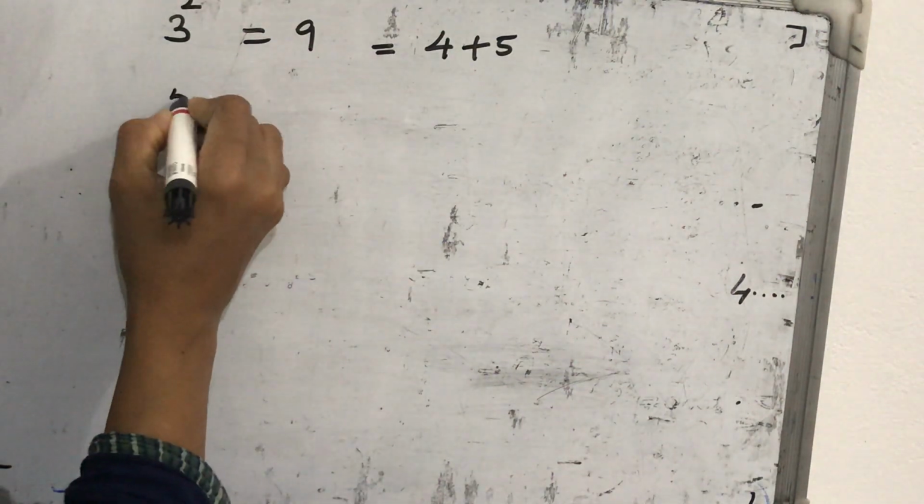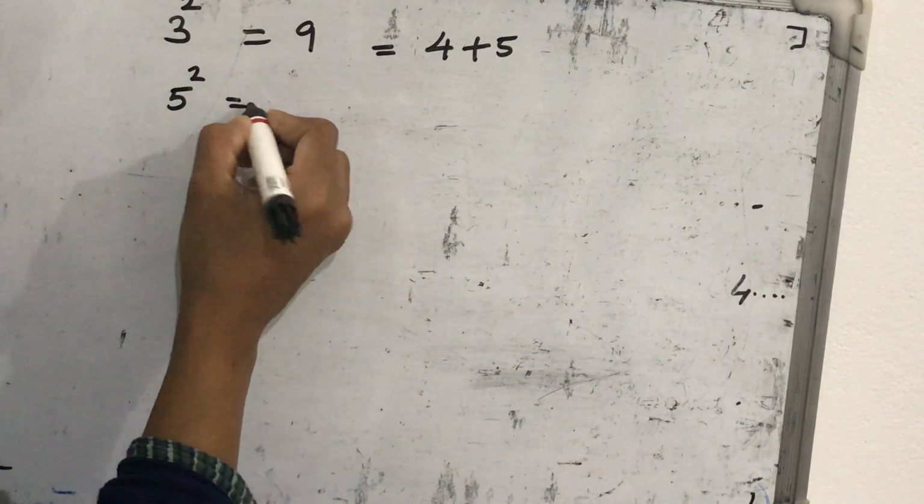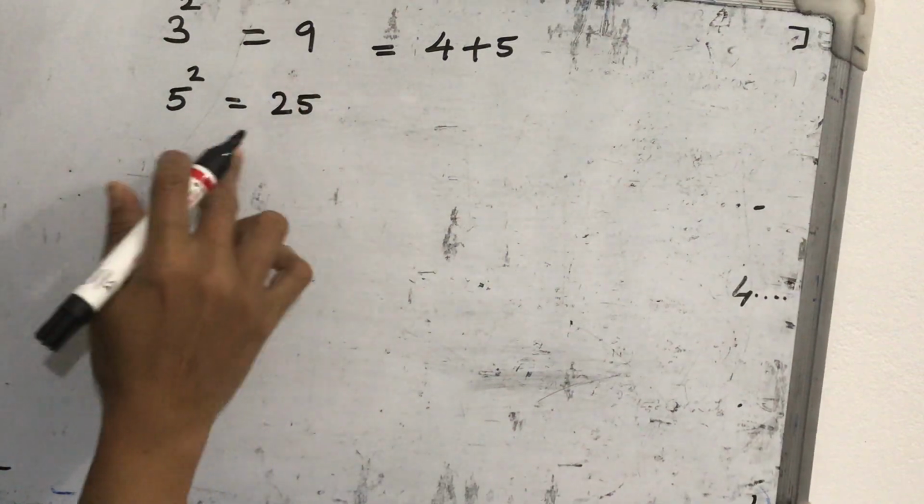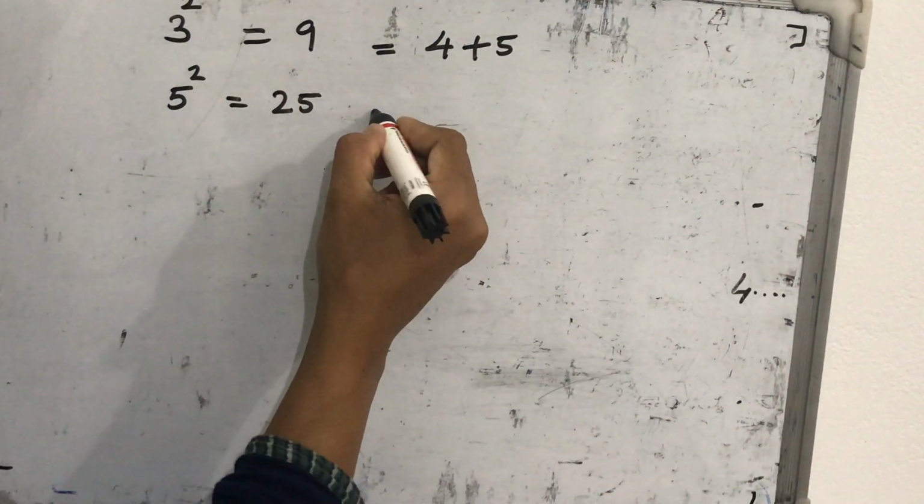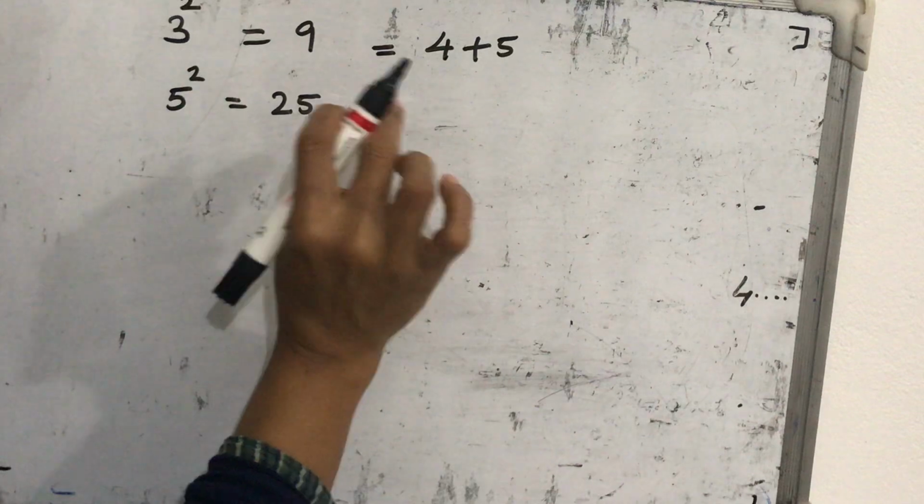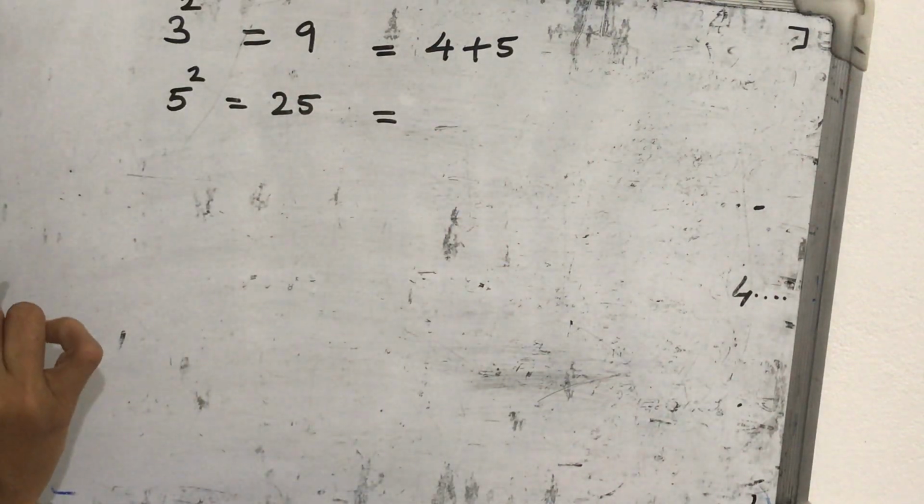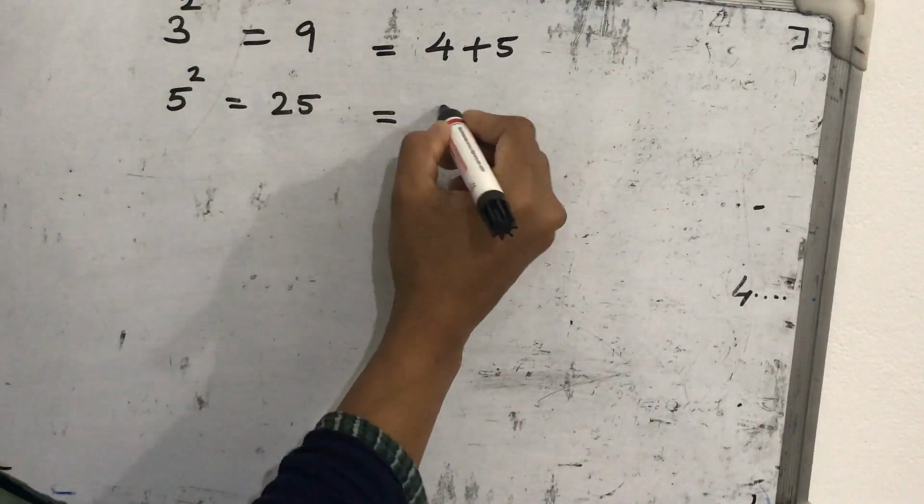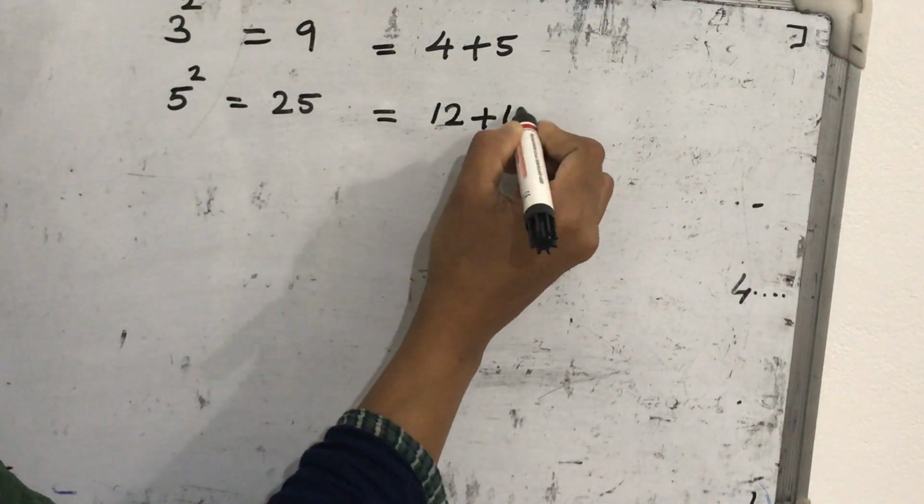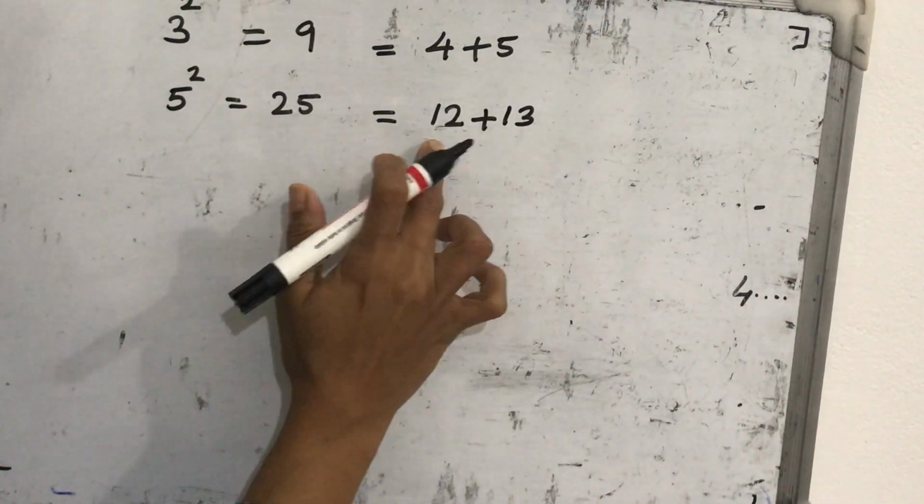Now take another example, 5. 5 square, we know that is 25. How can we express 25 as the sum of two consecutive natural numbers? Yes, 12 plus 13 gives 25. 12 plus 13 is 25.